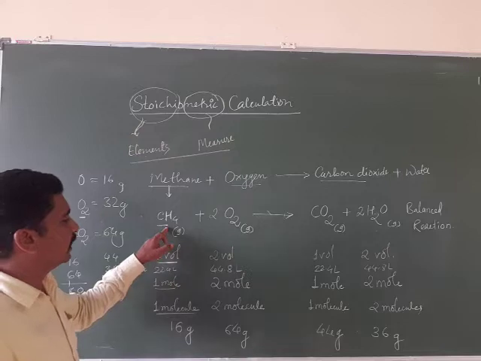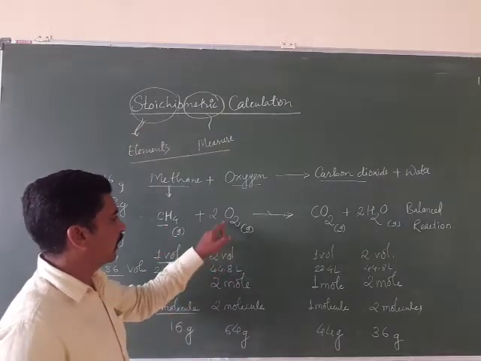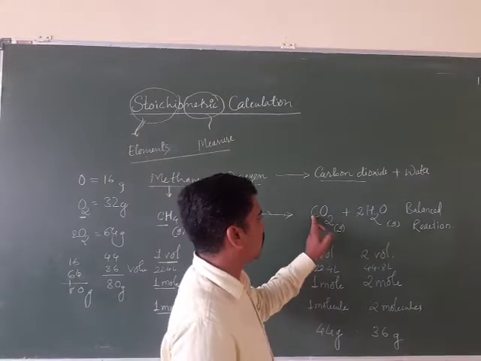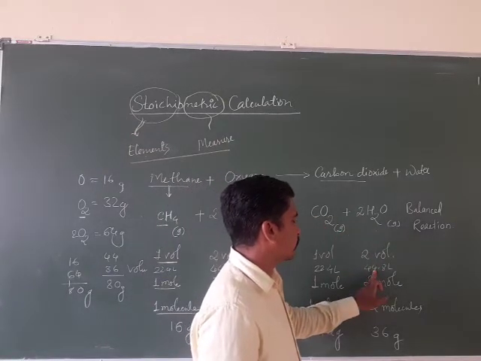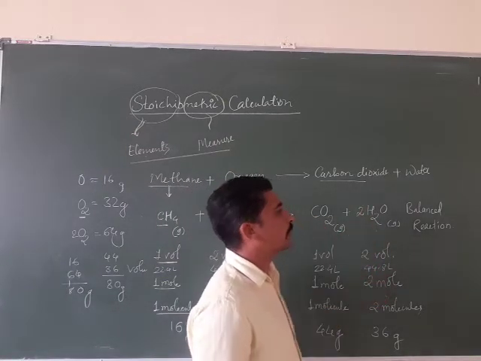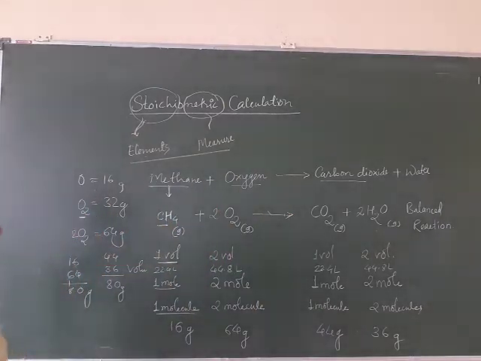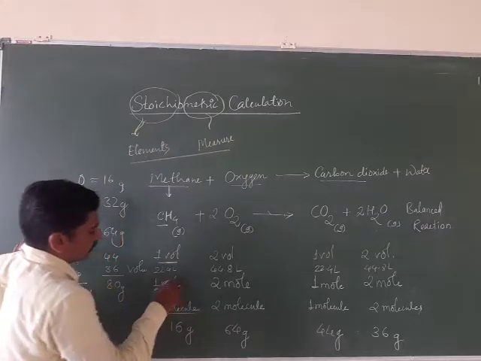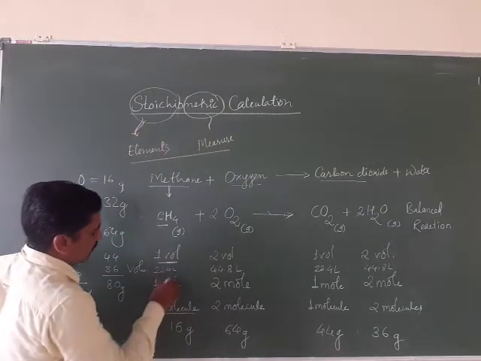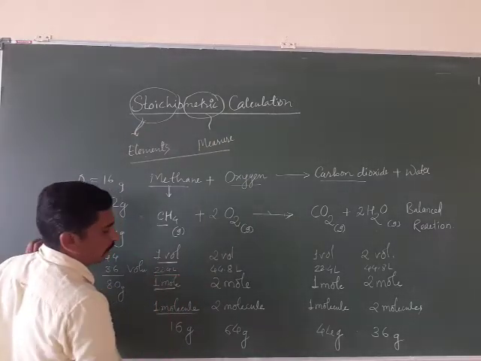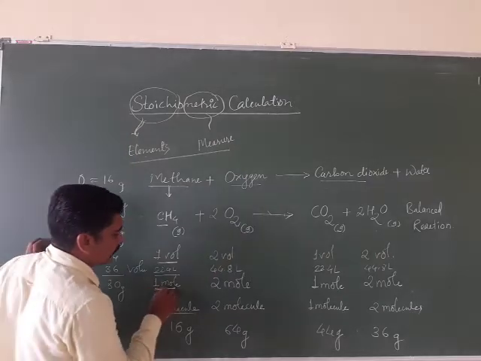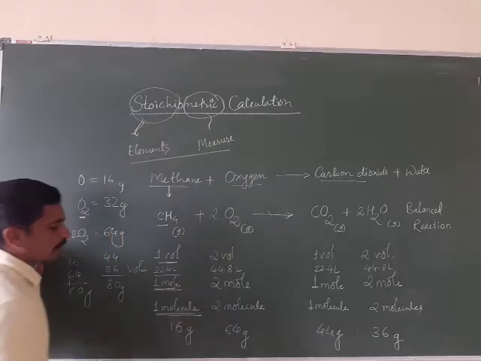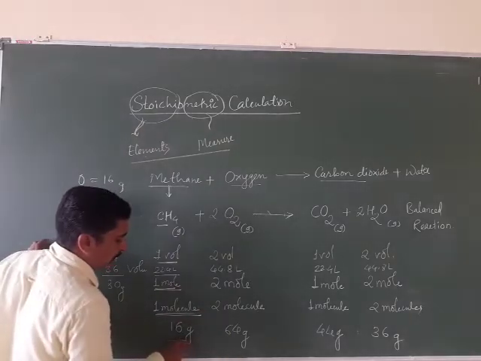22.4 liter of methane reacts with 44.8 liter of oxygen to produce 22.4 liter of carbon dioxide and 44.8 liter of water vapors. So we can tell the data in the form of volume, in the form of number of moles, in the form of molecules, or in the form of mass.